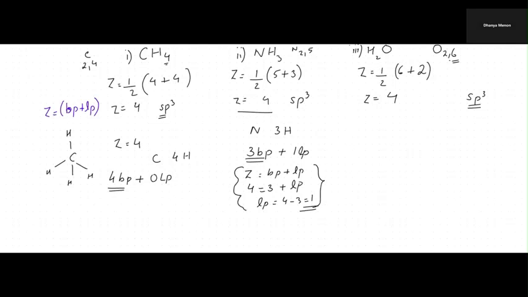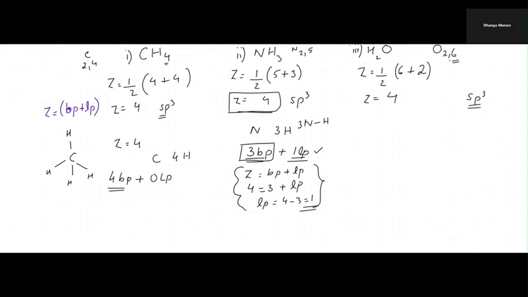Out of the Z value 4, 3 is bond pair and the remaining 1 will be lone pair, because there are only 3 NH bonds. 3 NH bonds are there, 3 of them, and the rest 1 is the lone pair. Okay. Now the next one is water.